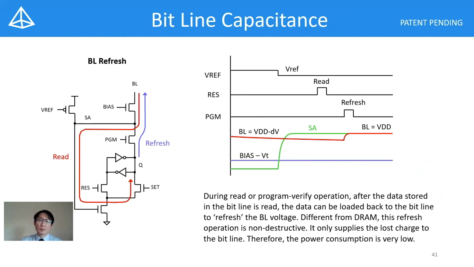Besides, during read and program read-write operations, the data read from the binary to the page buffers can be loaded back to the binary to refresh the data. Therefore, the binary will be automatically refreshed without the extra refresh operation. Unlike DRAM, this refresh operation is non-destructive. It only supplies the lost charge over the binary. Therefore, the power consumption is very low.